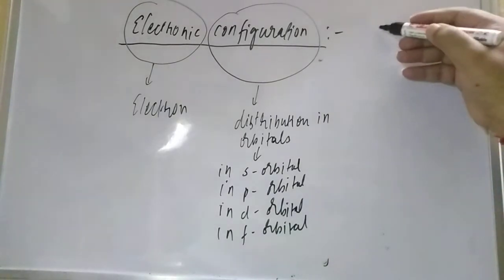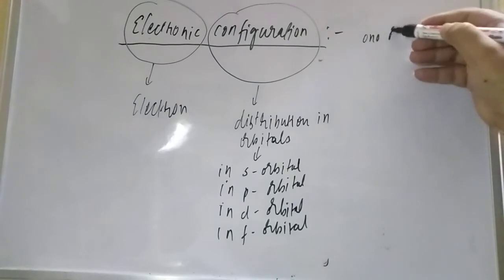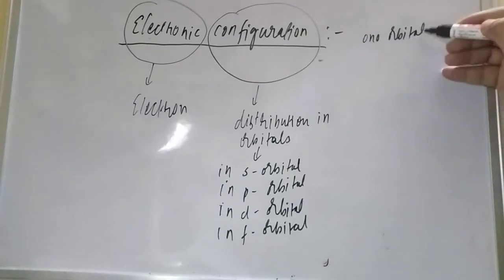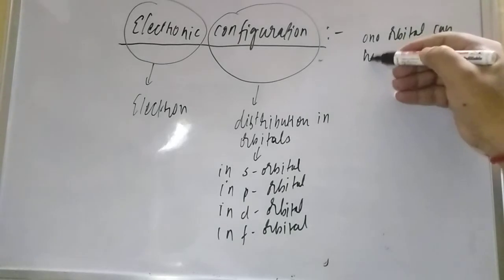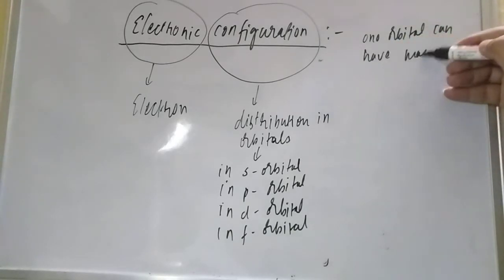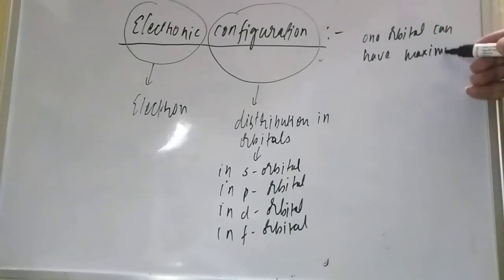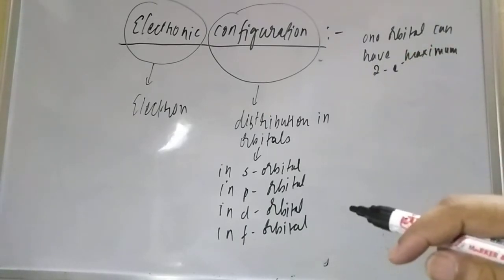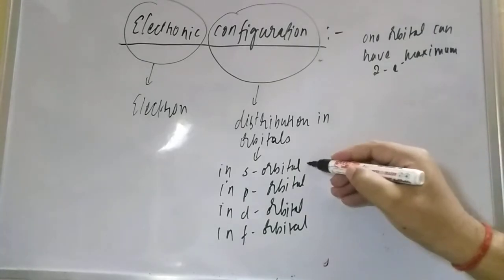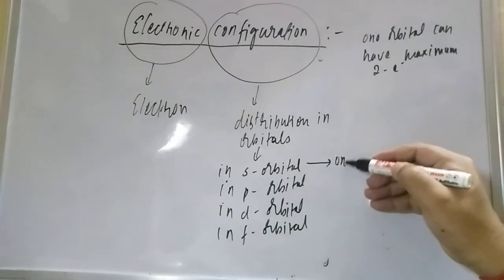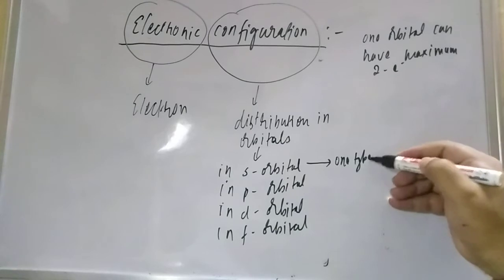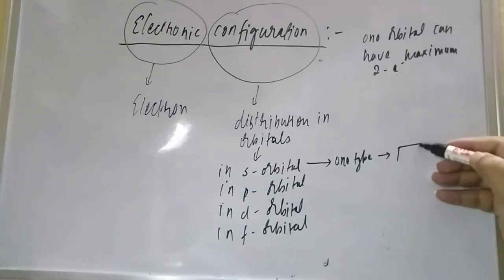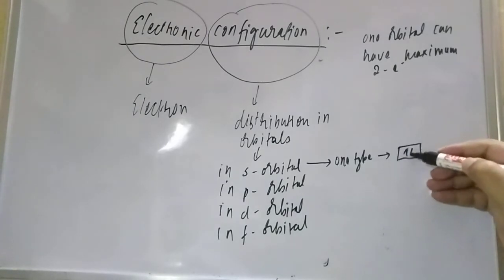The rule says one orbital can have a maximum of how many electrons, student? Maximum 2 electrons. The s orbital is only one type, so it has a maximum of 2 electrons.